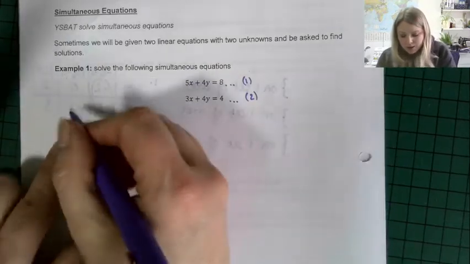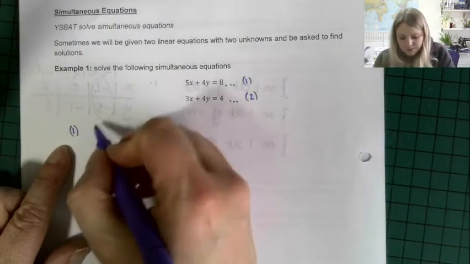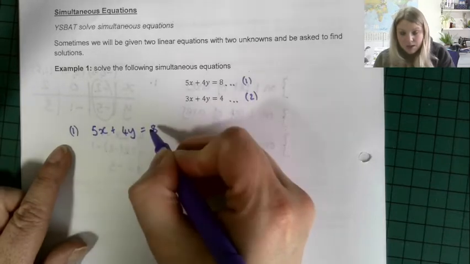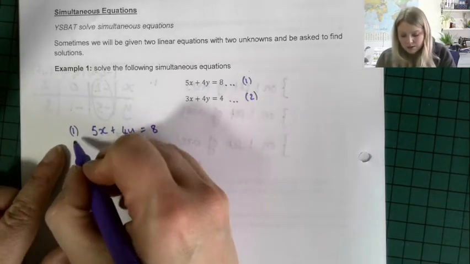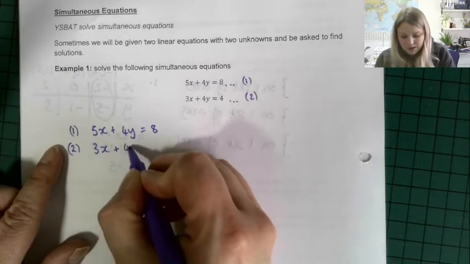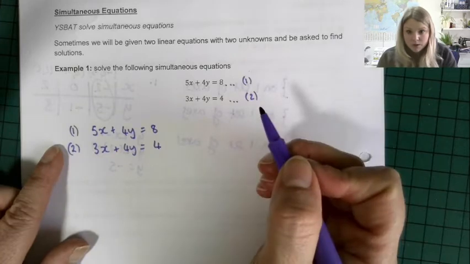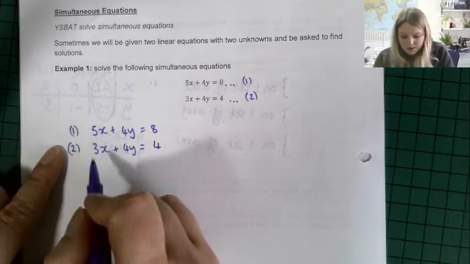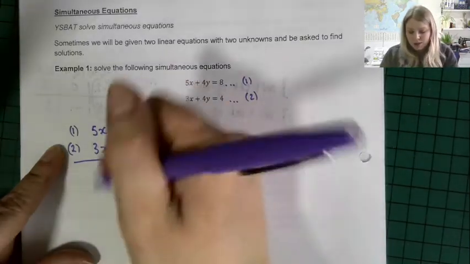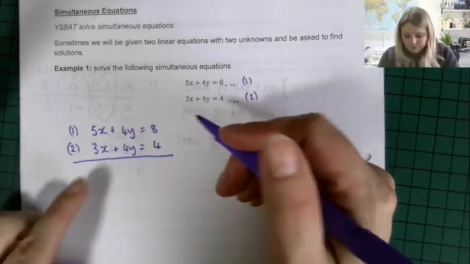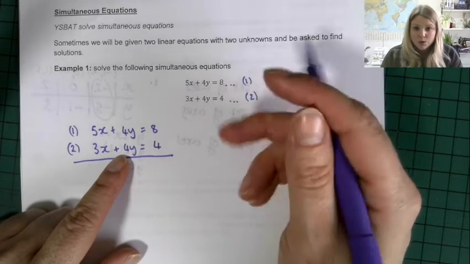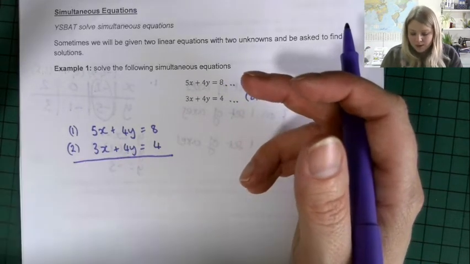So to start off, I'm going to write out equation 1, which is 5x plus 4y equals 8. And directly underneath it, I'm going to write out equation 2, which is 3x plus 4y equals 4. Now, I'm going to draw a line underneath here, the same way as if you were taking away numbers or adding numbers. And I have to decide whether I'm going to be adding or subtracting here. So let's think it through.